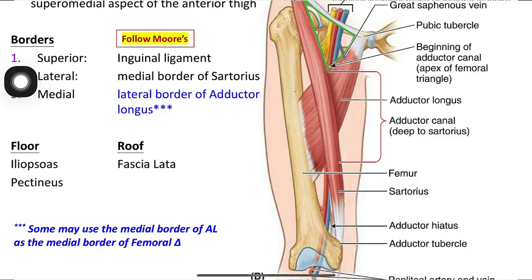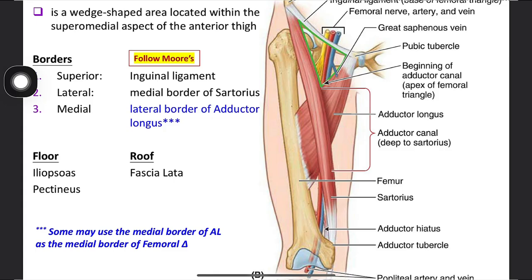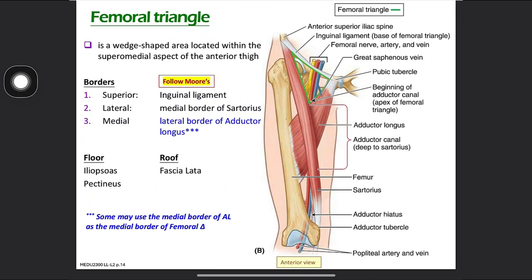Okay, so let's take a look. The floor is the muscles iliopsoas and also the pectineus. And the roof is the fascia lata, okay, the fascia lata. So remember the analogy or the example I gave you. If a stab wound enters this region, what kind of structures might be injured? I think big vessels and big nerves.